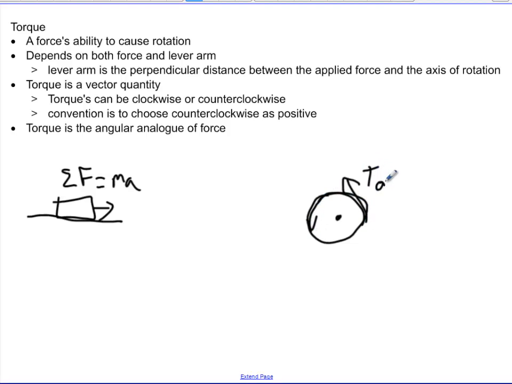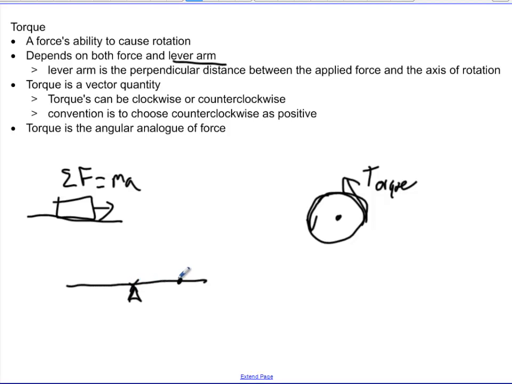And this is called torque. So torque is a force's ability to cause rotation. And it depends on more than just how big the force is. Torque depends on both force and lever arm. Lever arm is a distance, and what you guys saw in lab was it mattered how far away you were from this axis of rotation.